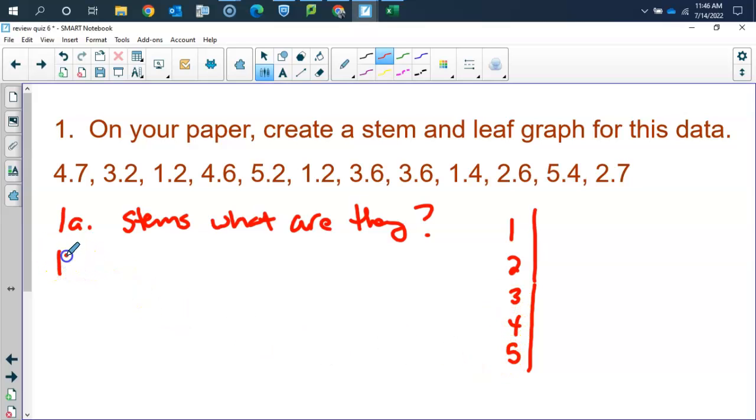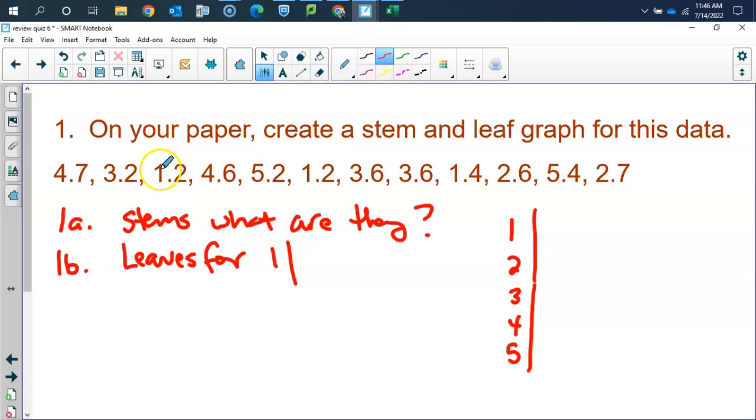All right, second question. What will the leaves be for 1? Now, I would recommend right now creating this whole stem and leaf graph and then answering these questions. So again, what are the leaves for 1? So 1, and then what goes here? Go. Well, I'm going to create this whole stem and leaf plot right now.